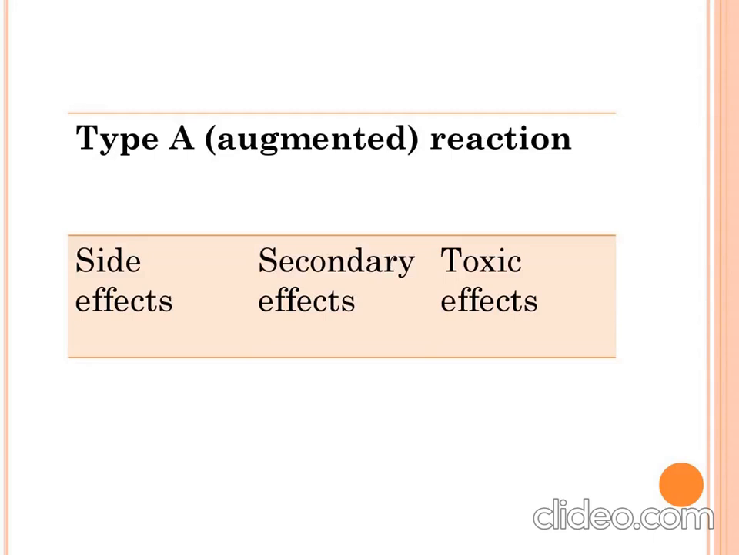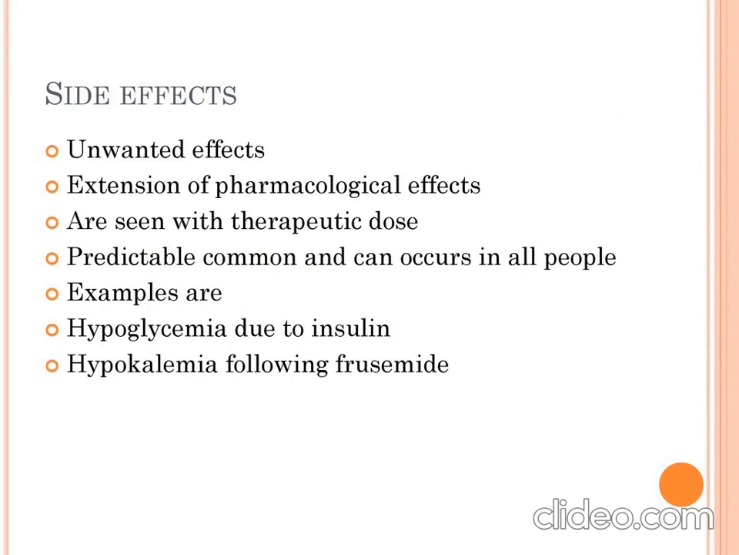Type A, that is augmented reaction, is further divided into three types. The first one is the side effect, the second one is the secondary effect, and the third one is the toxic effect. So we will study each of these three types in detail. In augmented type of reaction, the examples we have seen are insulin causing hypoglycemia, beta blockers or alpha blockers causing hypotension, and bleeding caused by anticoagulant drugs.